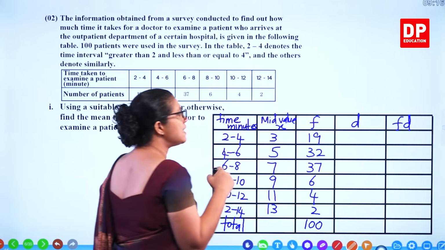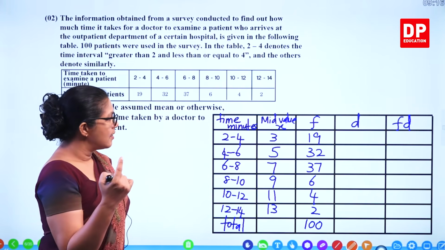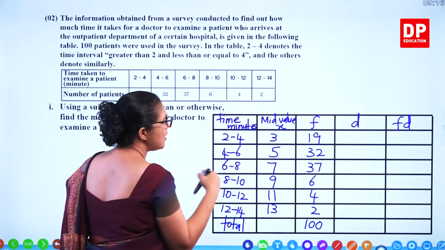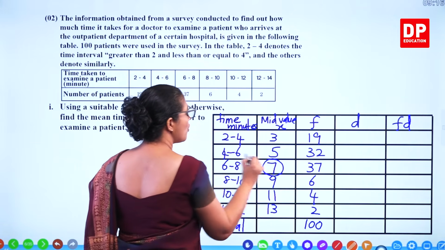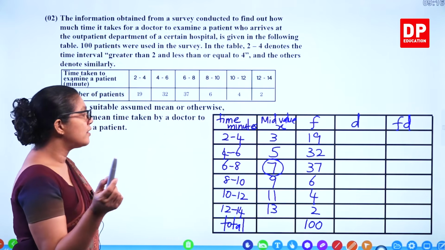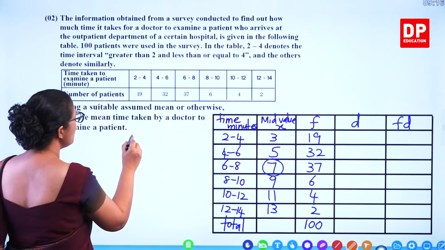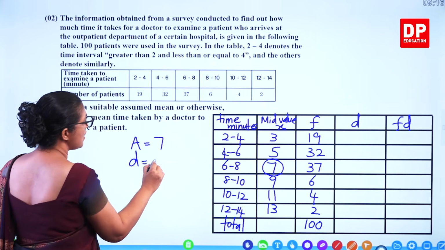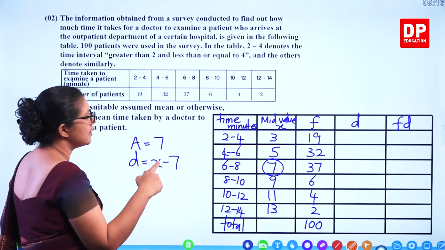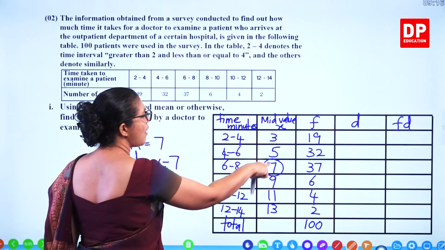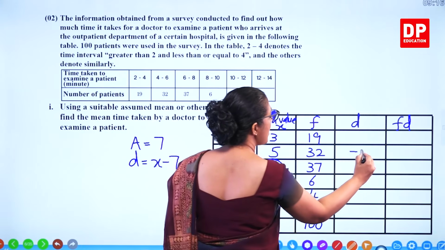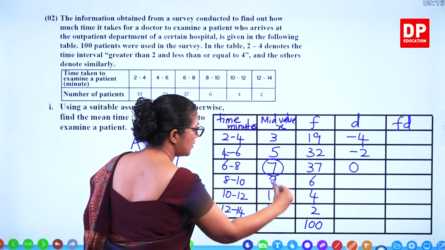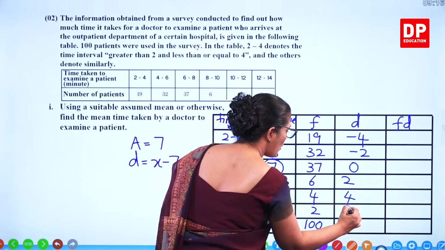Now we need to find out the deviation. So we'll take the mid value of the highest frequency as the assumed mean. So 37. So normally we take the mid value of the modal class. So 7 is the assumed mean. Then what is the deviation? You subtract 7 from that. So here 5 minus 7, this is minus 2, minus 4. This becomes 0. Here this way positive 2, 4, 6.